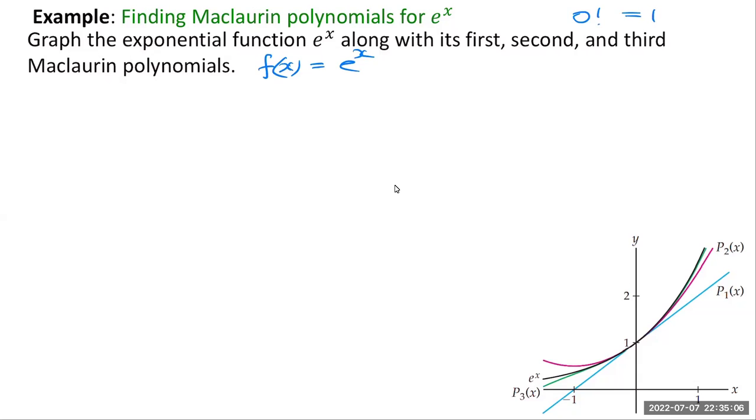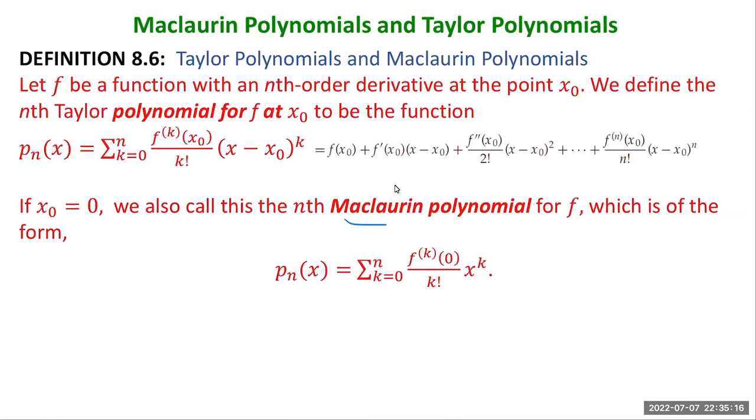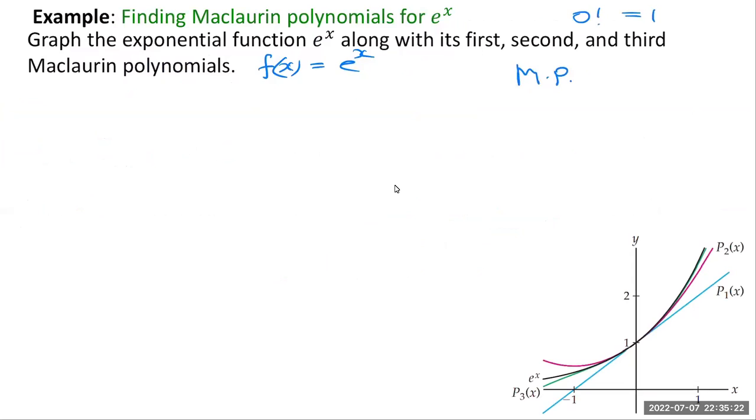Before that, let me write the definition of the Maclaurin polynomial. For the Maclaurin polynomial, I will use MP. That's going to be sigma k goes from 0 all the way up to n of f^(k)(0) divided by k factorial times x to the power k. That is the nth Maclaurin polynomial.